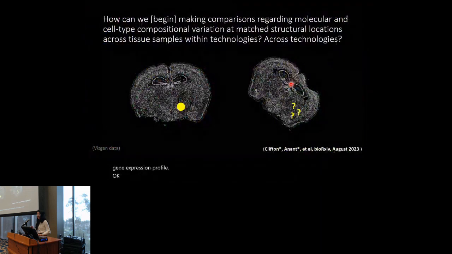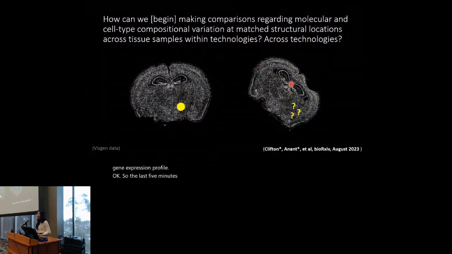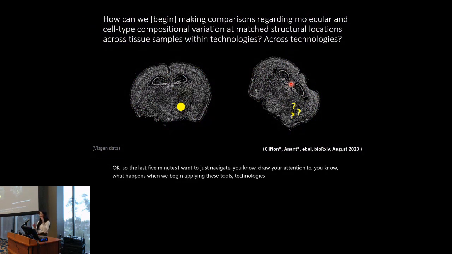Okay, so for the last 5 minutes, I now want to draw your attention to what happens when we begin applying these tools and technologies not only to one sample, but many different tissue samples. How can we begin, for example, making molecular and cell type compositional comparisons at spatially matched structural locations? In this case, this is a coronal section of the mouse brain. Let's say this is a healthy mouse brain versus this is an Alzheimer's model.